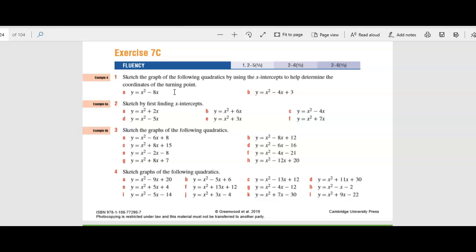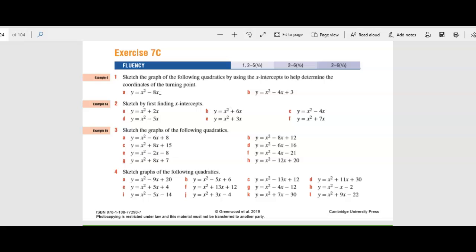So for question 1, when you're factorising, we've got y equals x squared minus 8x. Take out x as a common factor and then factorise. You can also think about what your quadratic might look like, because your constant will always be your y-intercept. So for this one here, it hasn't written a constant, so it's plus 0, so your y-intercept is 0. For B, your constant is 3, so your y-intercept is 3. So you can get an idea of what your quadratic is going to look like.